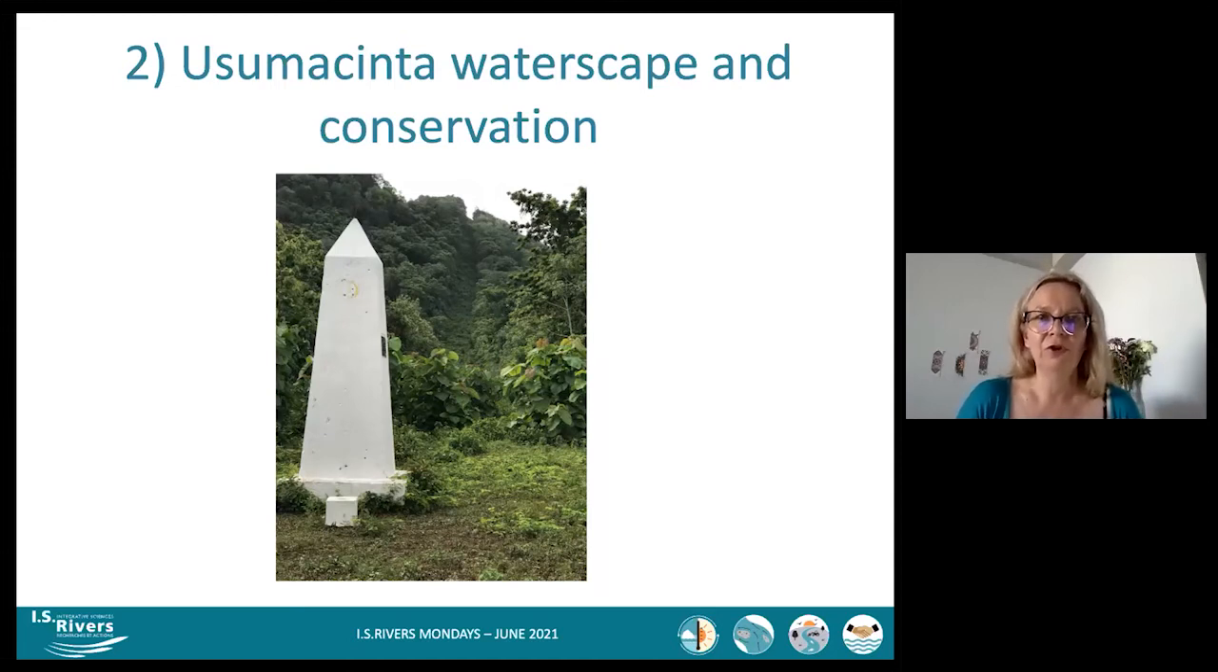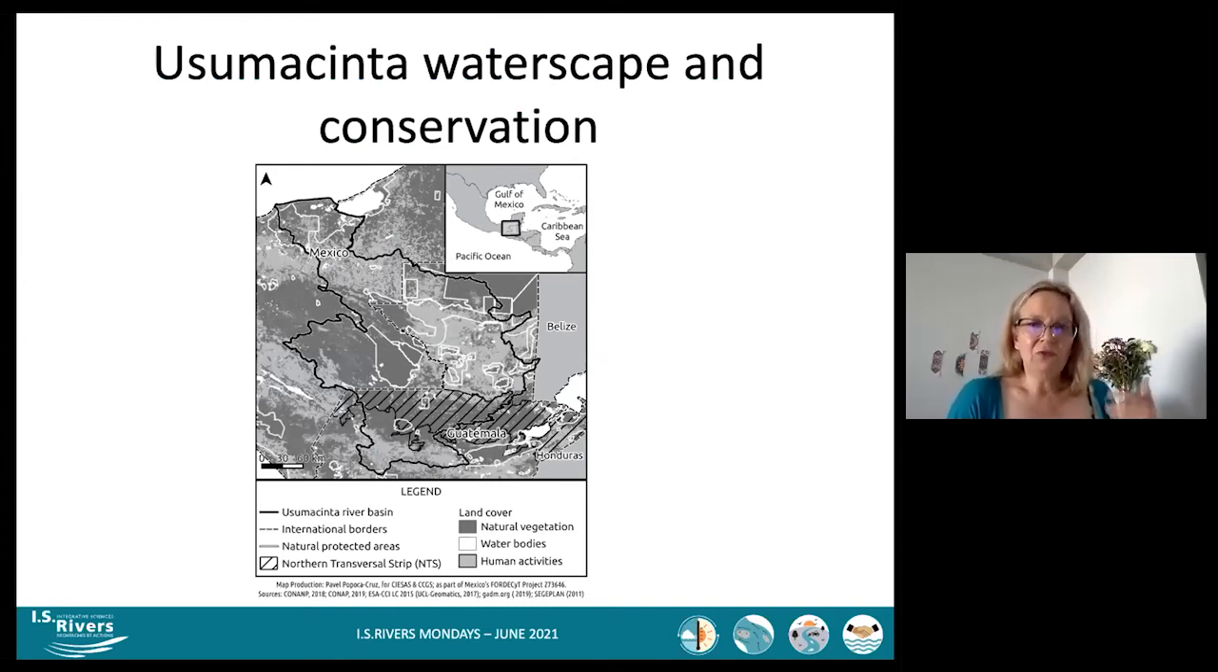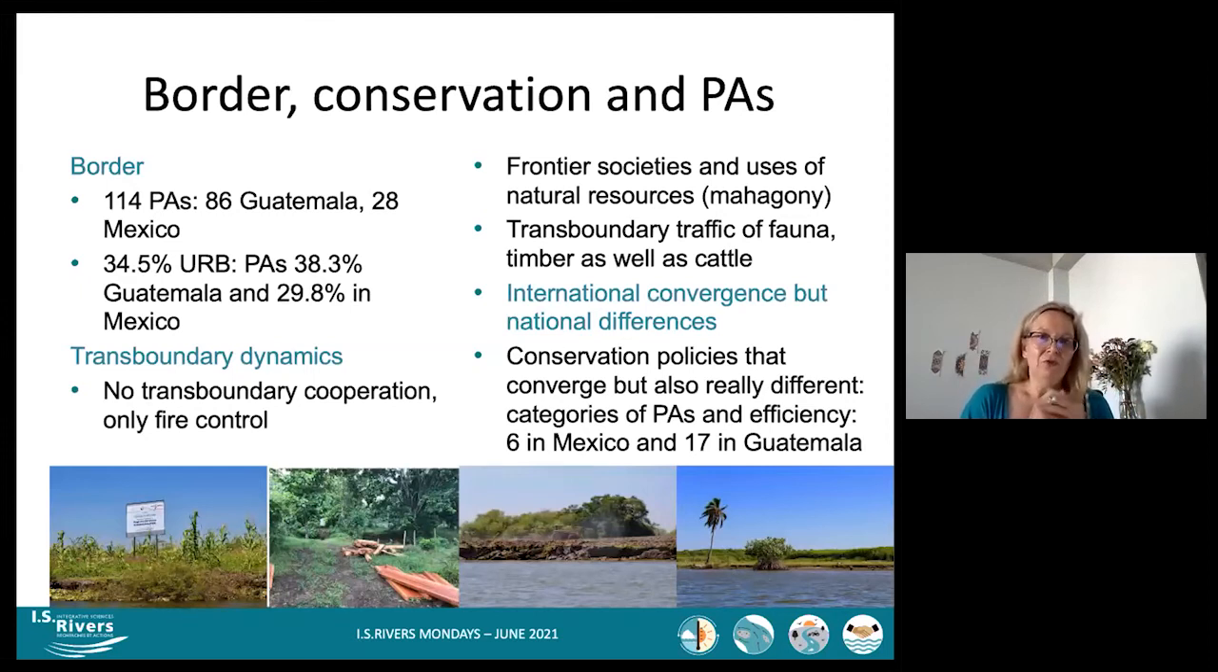I'd now like to talk about conservation in the Usumacinta River Basin. So in Mexico, we have this obelisk that marks the border, and then we see that the border is cleared out in the forest, the tropical forest. On the right side, we have a protected area in Guatemala. So you can see that on this map. Inside the polygons in white, we see all of the protected areas in the Usumacinta River Basin.